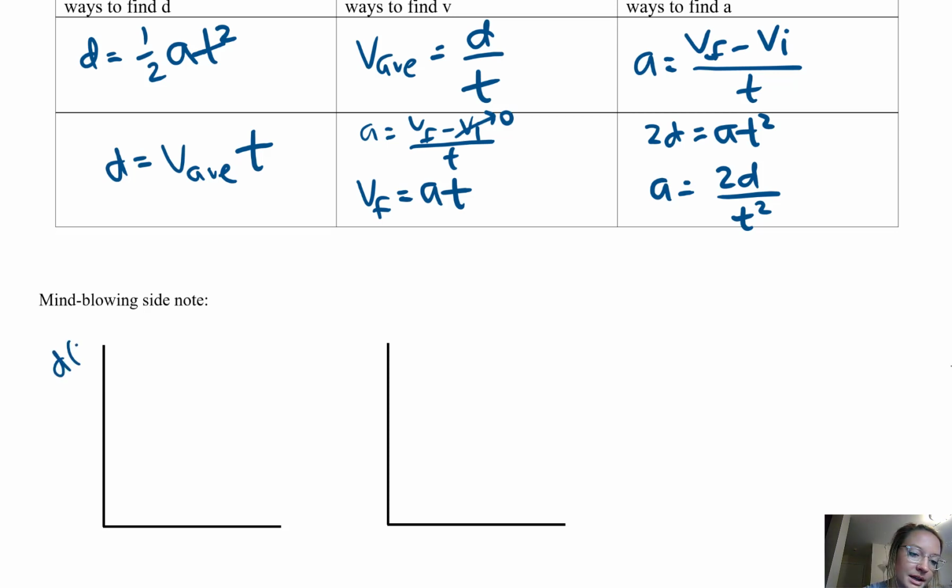So here's our displacement in meters. Here's our time in seconds. And then we'll make a velocity versus time graph. So this is our velocity in meters per second. And this is our time in seconds.